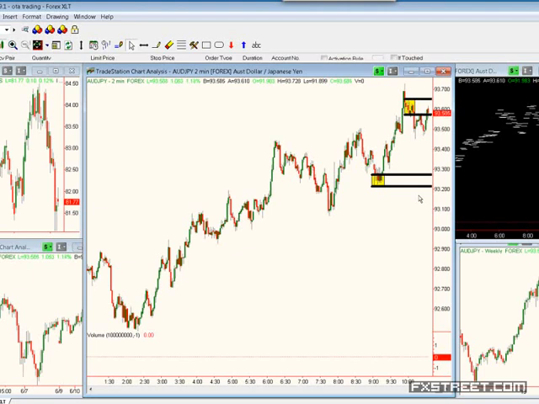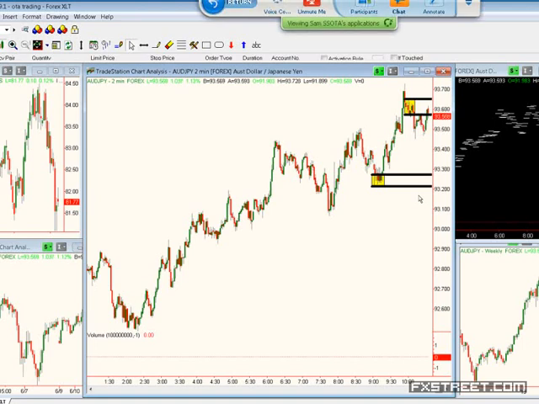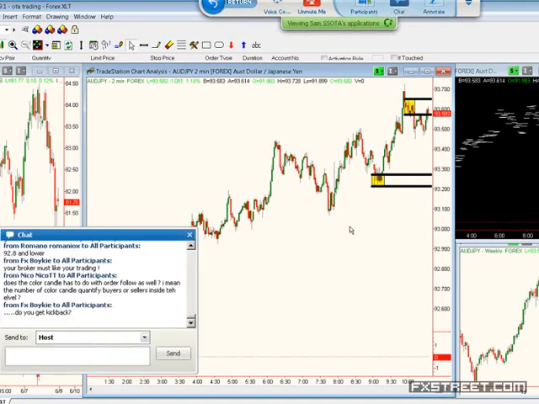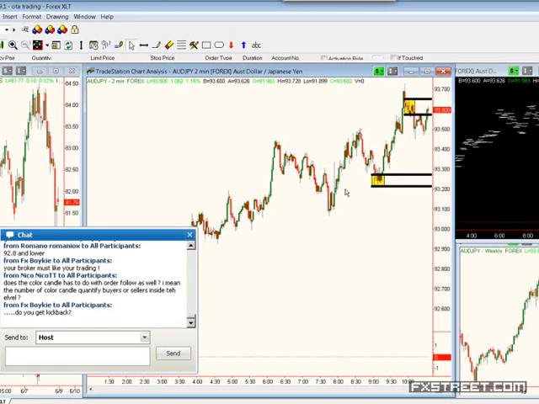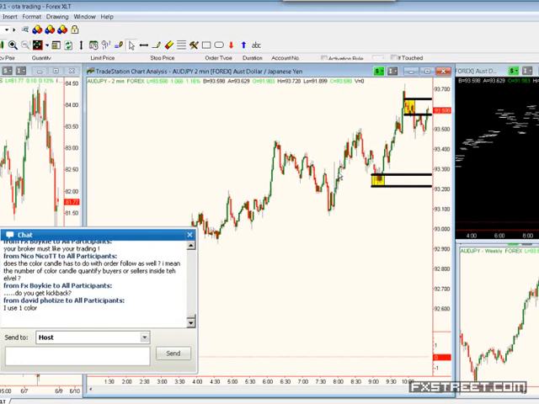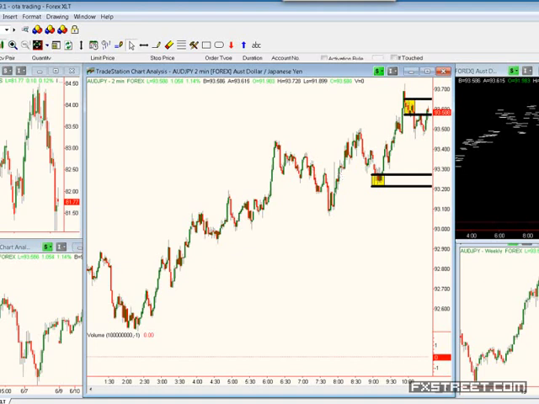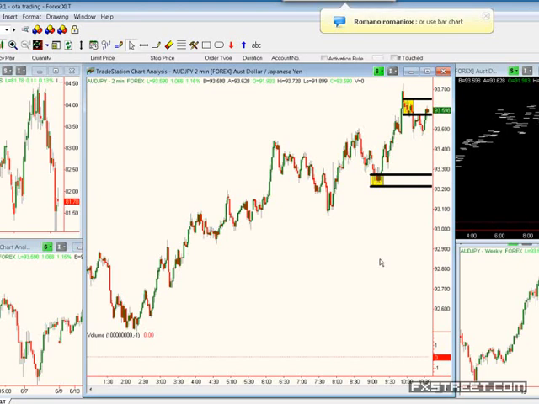Yeah, I would not worry about the color of the candles, Nico. In fact, you might be well served to take all the colors out of your candles. I mean, you probably do better if you just have black candles on a white background or white candles on a black background.